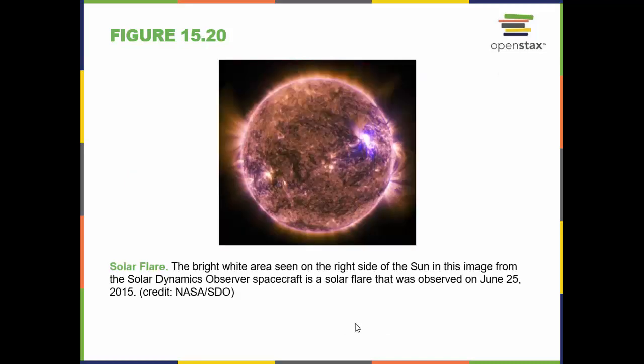We also see solar flares, and this is a bright white area seen on the right-hand side of the sun. This is an image from the Solar Dynamics Observatory spacecraft, and it's a solar flare that was observed on January 25th in 2015.